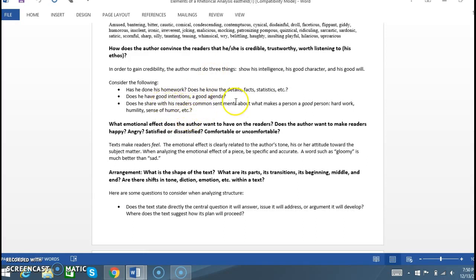And here are some questions. Has he done his homework? Does he have good intentions? That's key. The images that we'll look at today are from social activists, and generally speaking, those artists do have good intentions. They're trying to change policies, and that's what you need to consider. Emotions: how does he want us to feel? These are questions that are relevant to analyzing text or images.